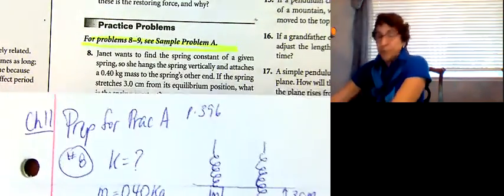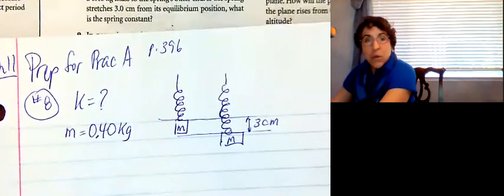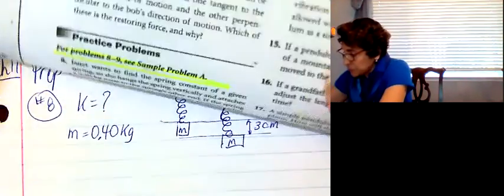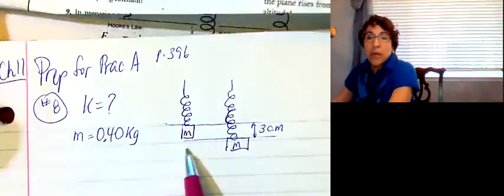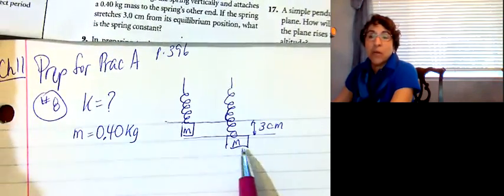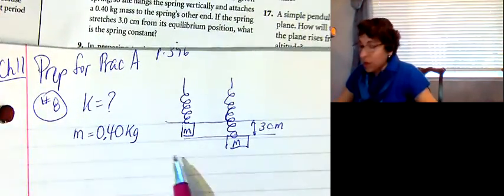I write it down here. I set it up here. All right, so what did it say? It said that when it was stretched out, it was 3 centimeters. So here's my little spring with the mass, and when it got stretched out, it was 3 centimeters. And it said that the mass is 0.4 kilograms.